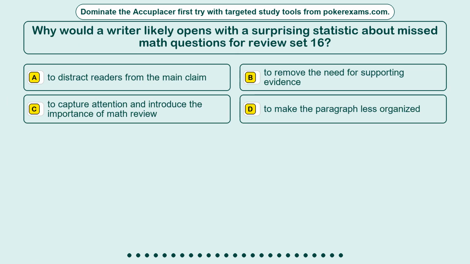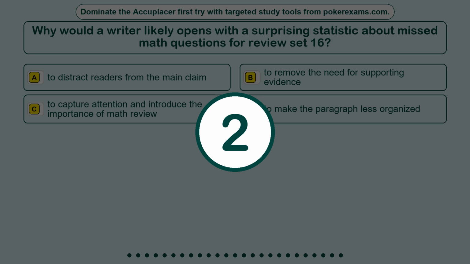Question 16. Why would a writer likely open with a surprising statistic about missed math questions for review set 16? Option A. To distract readers from the main claim. Option B. To remove the need for supporting evidence. Option C. To capture attention and introduce the importance of math review. Option D. To make the paragraph less organized.